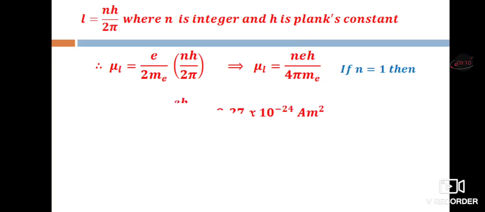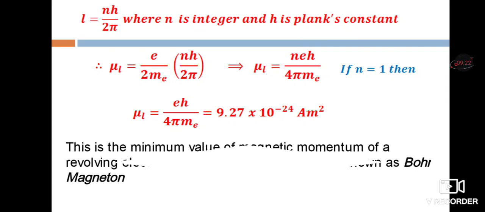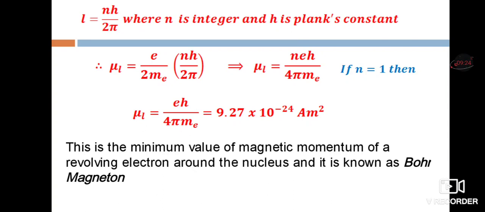Suppose n equal to 1, then we are getting mu L equal to e h divided by 4 pi me, and that value is calculated as 9.27 into 10 to the power of minus 24 ampere per meter square. This is the minimum value of the magnetic moment of a revolving electron around the nucleus, and this minimum value of the magnetic moment itself is called the Bohr magneton. So this is known as the Bohr magneton.